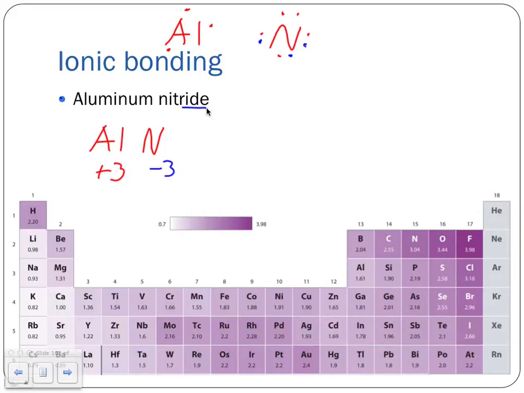So in order to figure out whether this is ionic or covalent, because it's possible that they may share electrons, it's possible that the nitrogen might steal them from the aluminum. If it's ionic, it will steal them. If they share them, it's covalent.